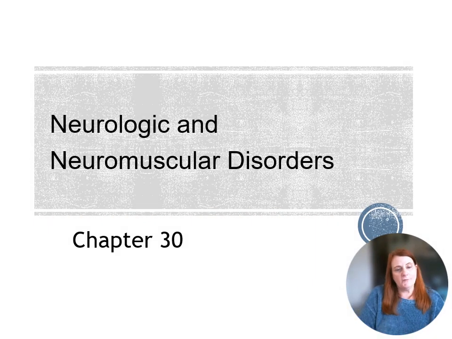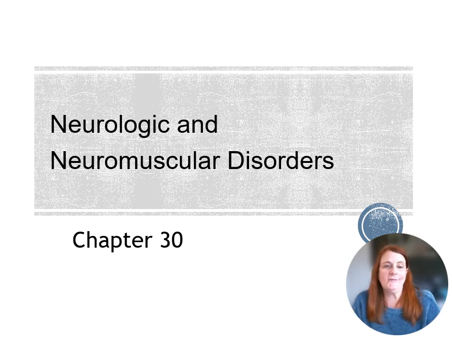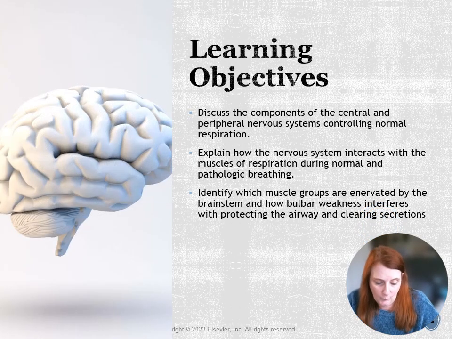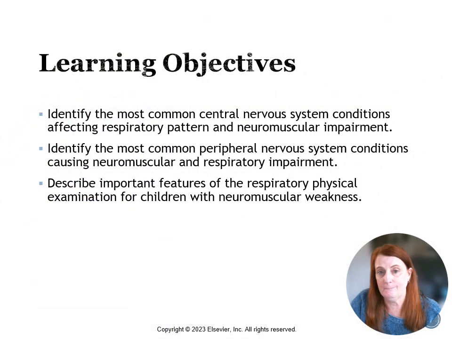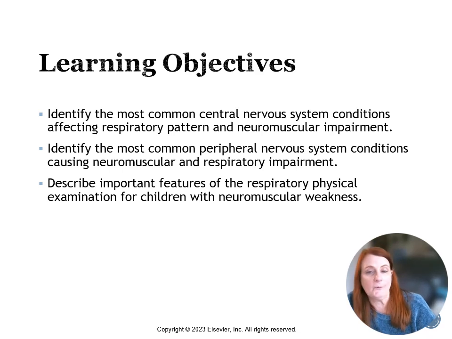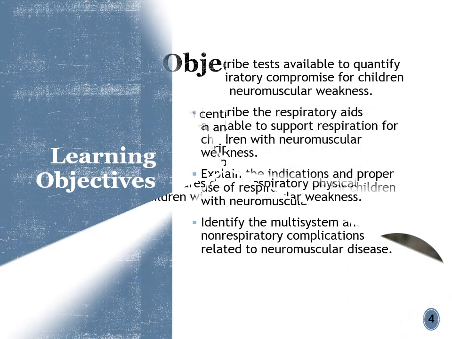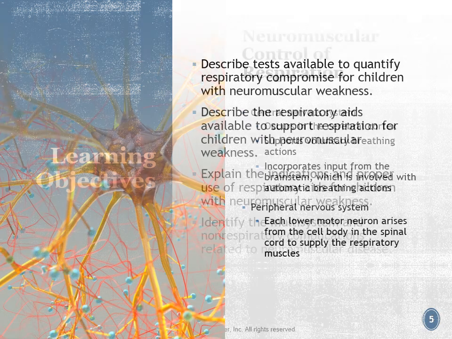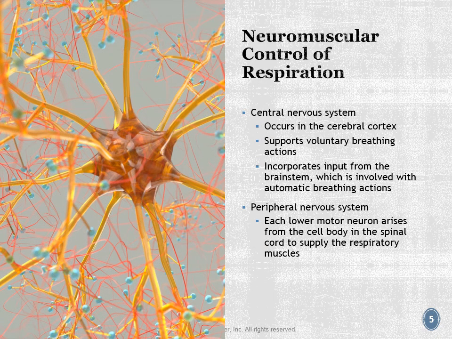Welcome to Neurologic and Neuromuscular Disorders. We're going to discuss the components. We'll also identify the most common central nervous system. Lastly, we'll describe tests available to quantify respiratory. So let's get into it.